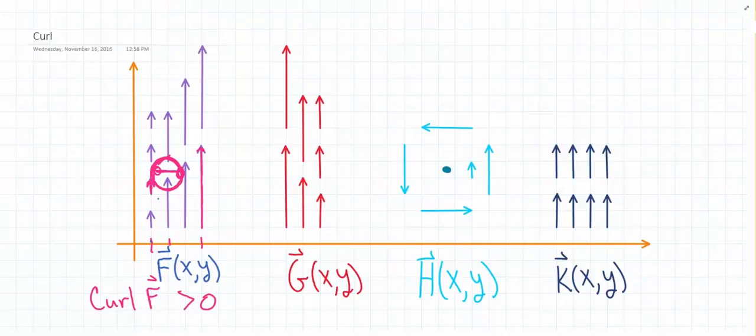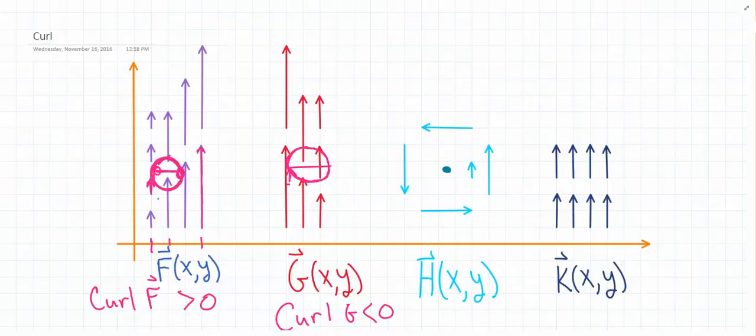Now for this G vector field over here, it's different. If we drop a leaf in this water, it's pushed much more strongly in this way. Because these vectors have a higher magnitude, our leaf is rotated in the clockwise direction. In that case, we say that the curl of G is less than 0. This helps you understand what we talk about when we talk about curl.